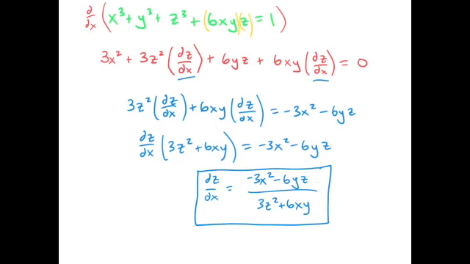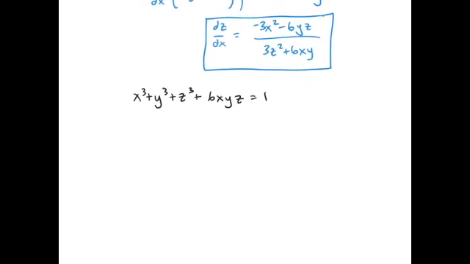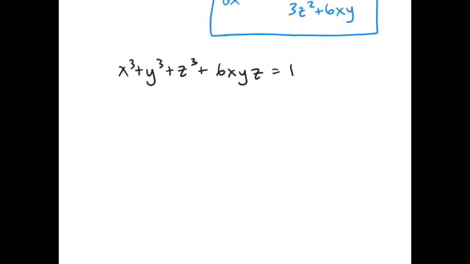So now what we're going to do is take the same thing, but we're going to do this in terms of y. So here's our starting point. And again, we're going to take the derivative with respect to y, and that means that x is the constant and z is implicit. So we have the derivative of x cubed, which is 0, derivative of y cubed, which is 3y squared, plus 3z squared times the derivative of z with respect to y now.